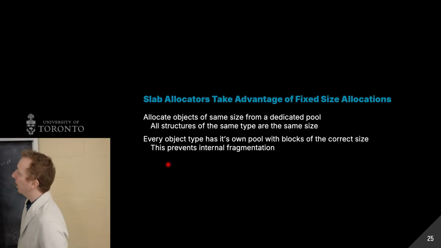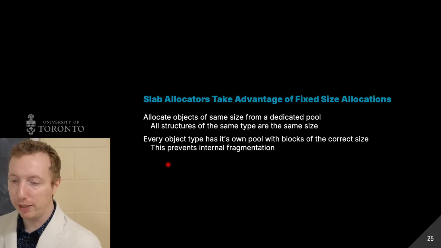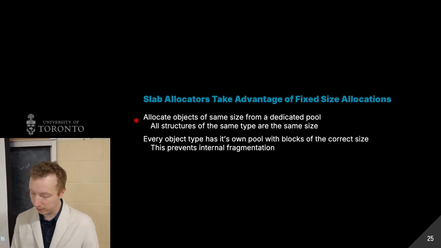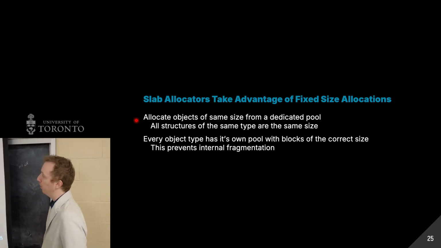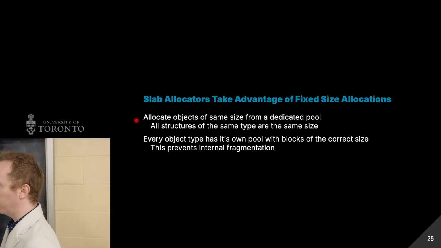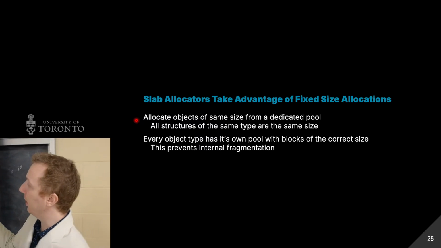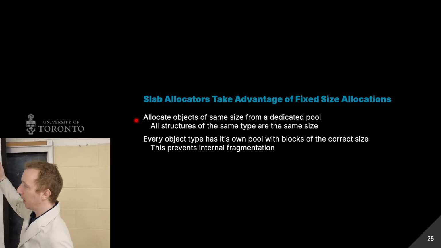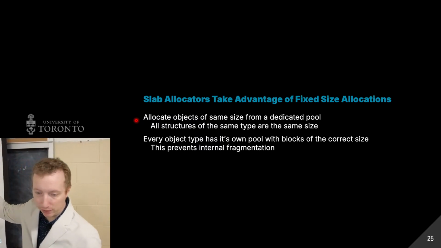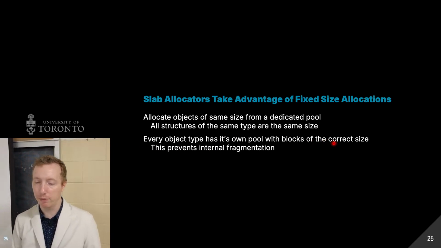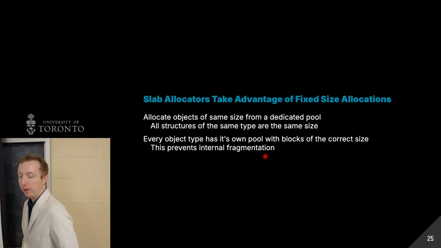So another option is slab allocators that take advantage of fixed size allocations. So allocate all objects of the same size on like a dedicated pool. You might even use this for your own programs if you want. And this is really easy because all structures of the same type are the same size. It's basically just an array. So every object type has its own pool with blocks of the correct size, and this prevents internal fragmentation.